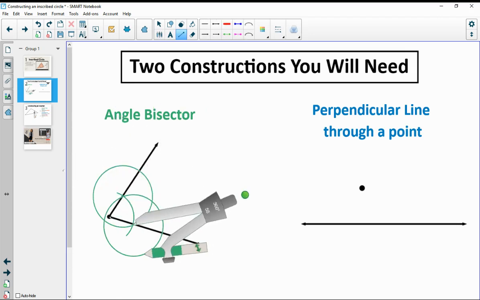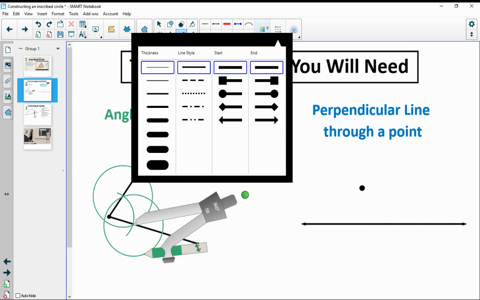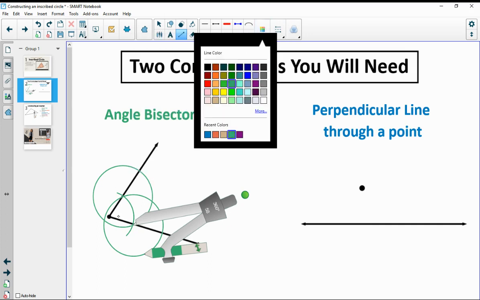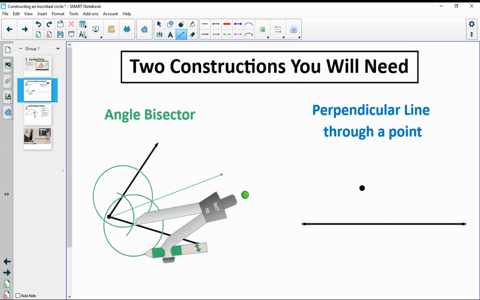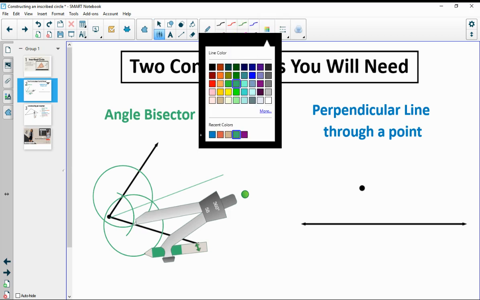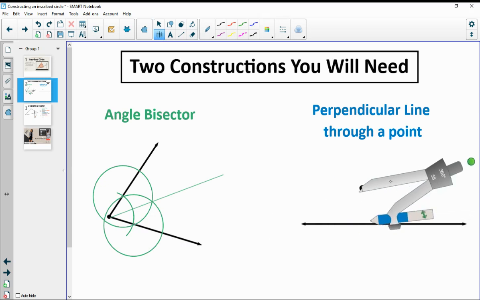Then connect the vertex through the intersection. So then that's going to be your angle bisector. You can connect both intersections, but it'll just go straight through that angle. So you're also able to just do the vertex. Then constructing a perpendicular line through a point not on the line.